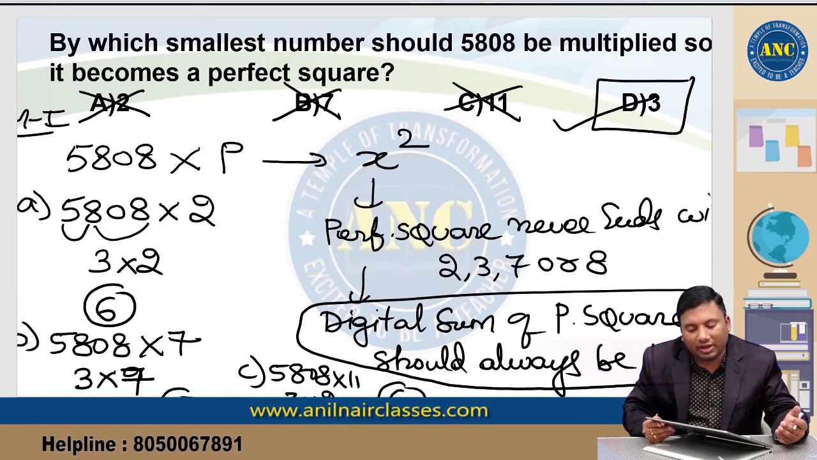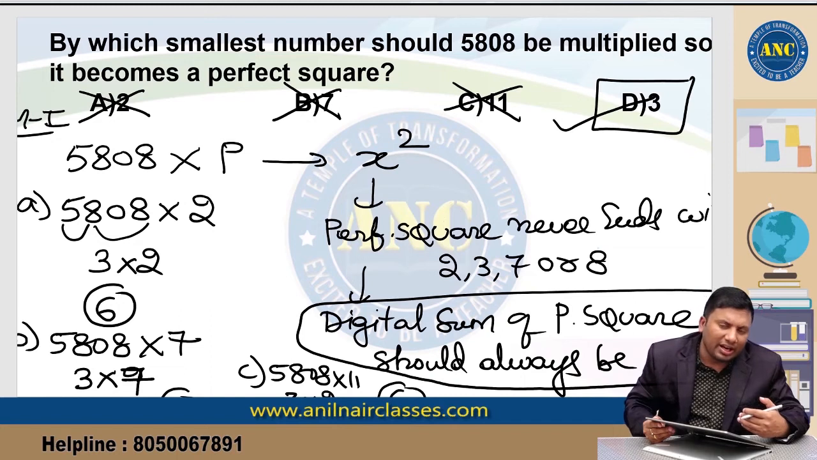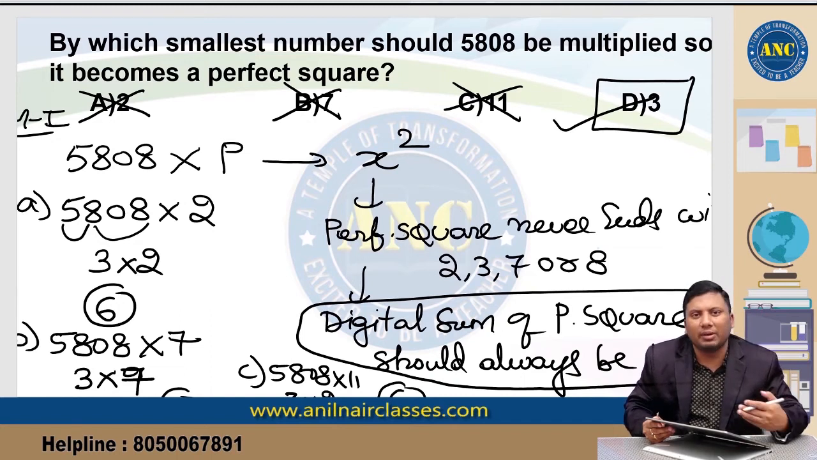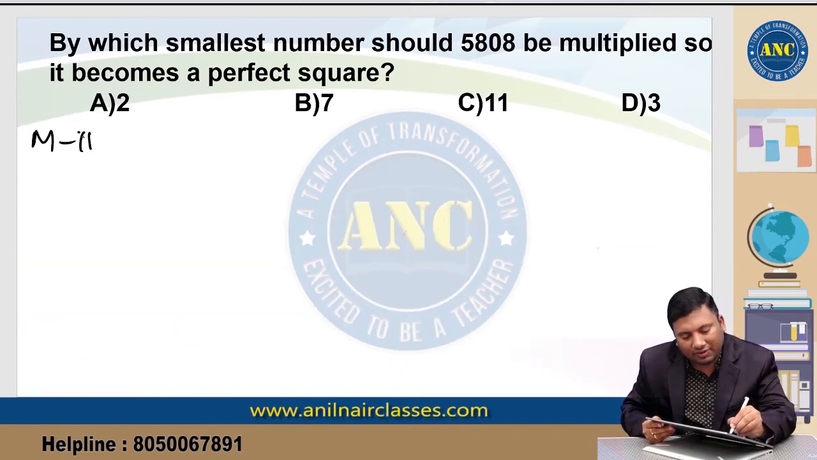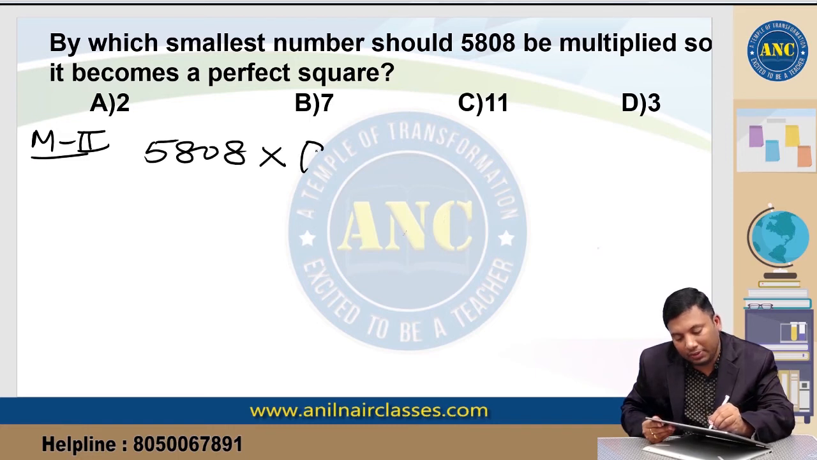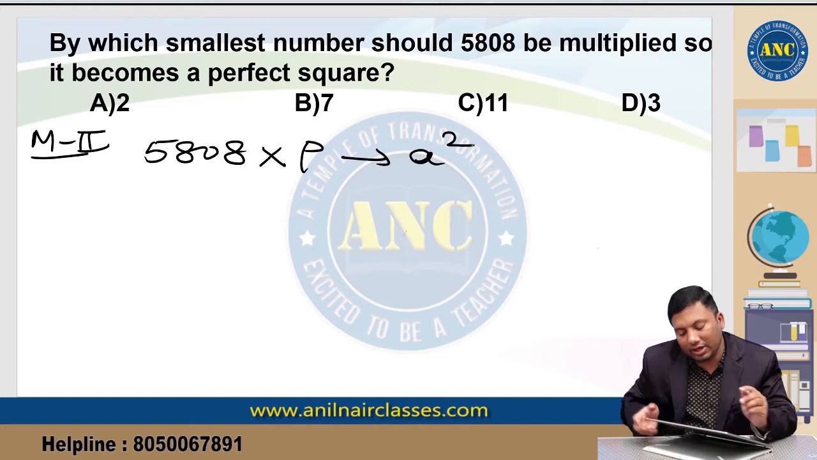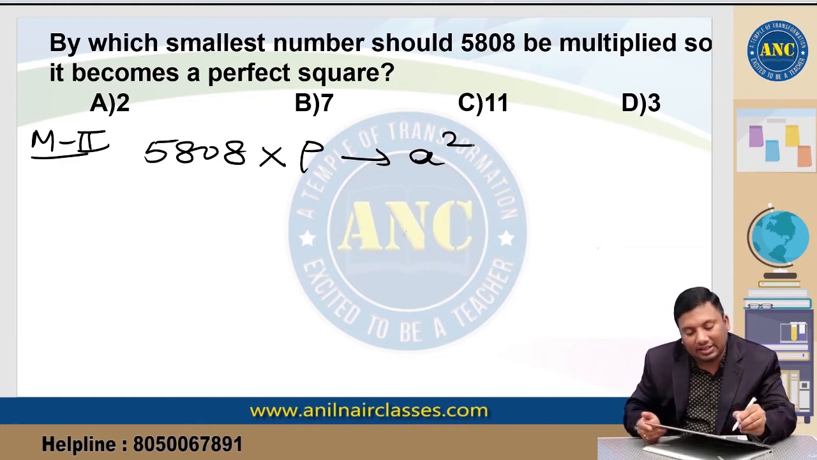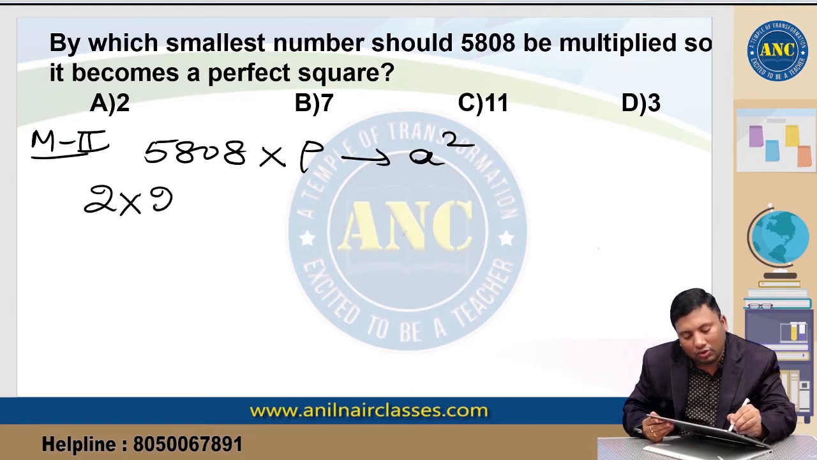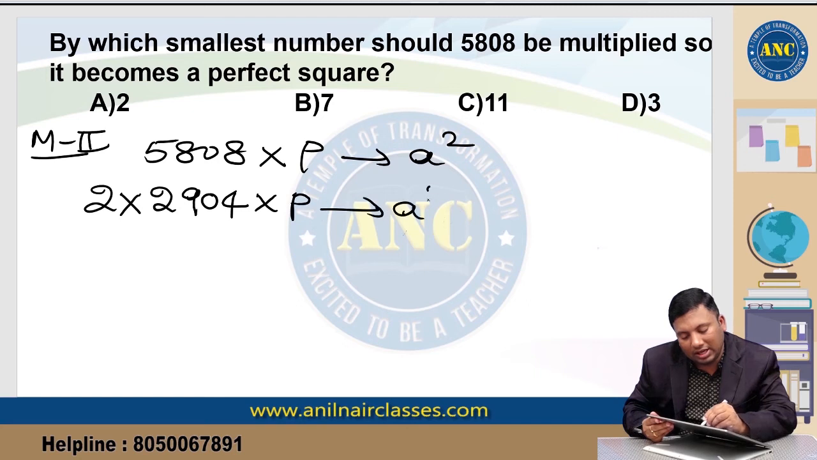One more idea we can also do. Just my idea is to give you different ways of solving a question. It depends upon your practice which method to use. Method 2. Suppose the question is 5808 into P, it should be a perfect square. Generally, most of the students solve this question by factorizing it. Let me factorize it.